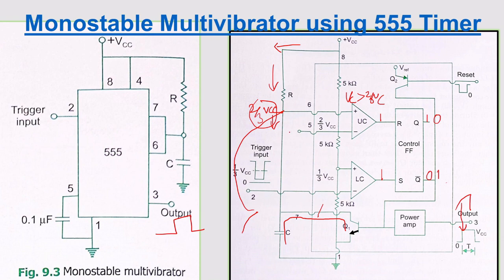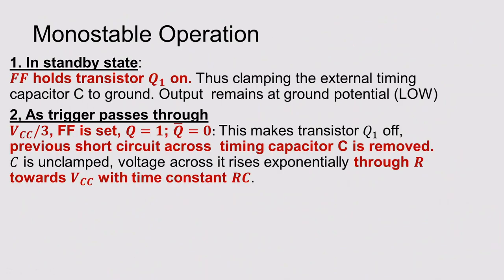Now I have explained the theoretical part. You can see here whatever I said is given. In the standby state, after the trigger passes, Q will be 1 and Q bar will be 0. That means the transistor will be disconnected, so the timing capacitor is completely disconnected from the transistor. It charges exponentially through R and C towards VCC. The time constant is RC.